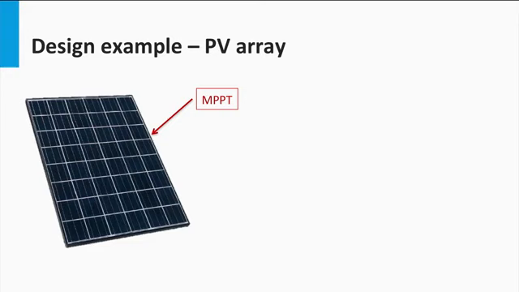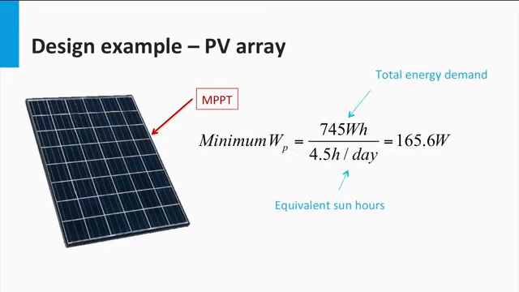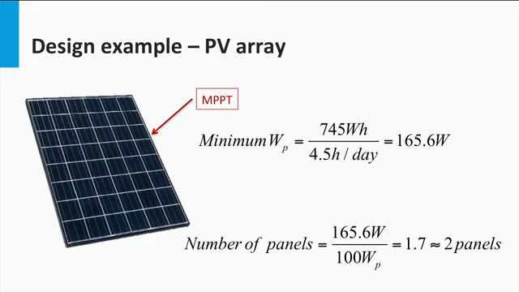Assuming that the panel would be operated at its maximum power point, we can find out the required number of panels as follows. We can first calculate the amount of minimum PV power required by dividing the total energy demand at the PV output with the equivalent sun hours. This gives us a power of 165.6 watt. Also, the number of panels could be calculated as shown, which in this case is found to be 2, as the number of panels would always be the upper approximation to a whole number.